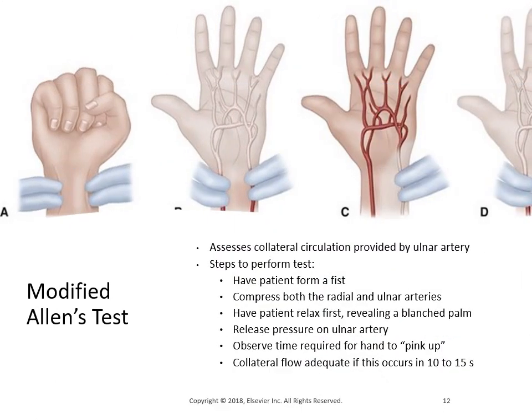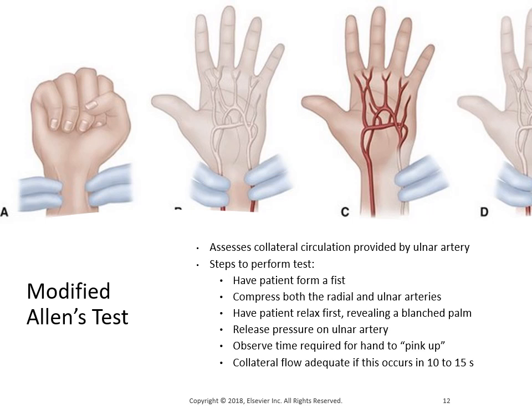When the radial artery is selected, a modified Allen's test must be performed to evaluate the adequacy of collateral circulation to the hand. To perform this test, the patient is instructed to make a tight fist, then both the radial and ulnar arteries are compressed. Have the patient open and relax the hand, which should reveal a blanched palm and fingers. Next, release the pressure on the ulnar artery while observing the patient's hand for color changes.